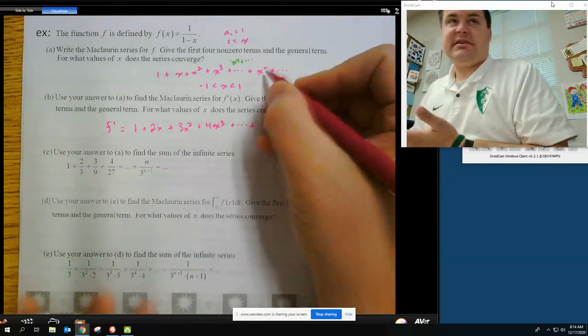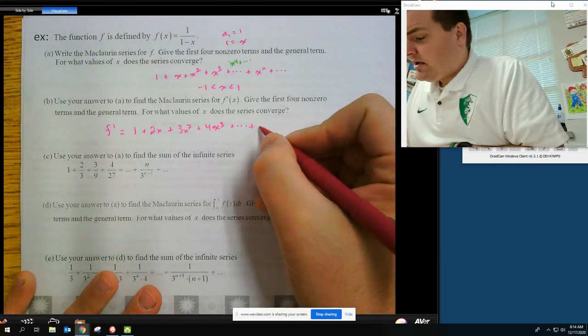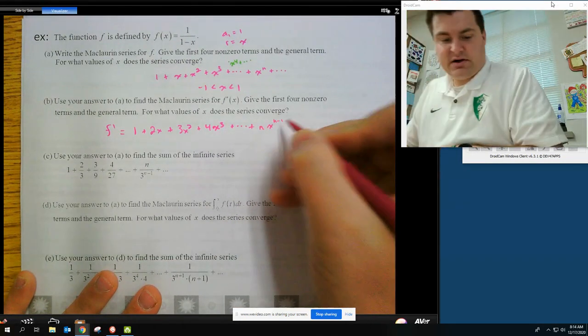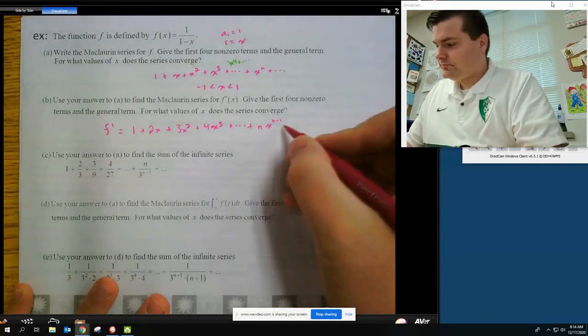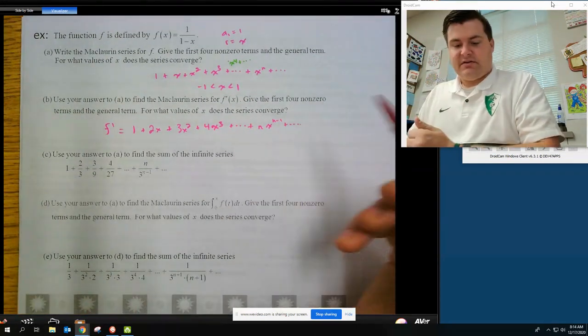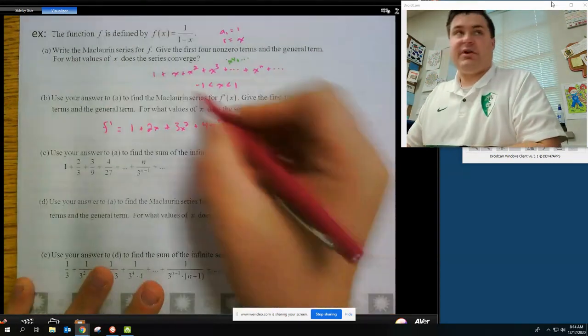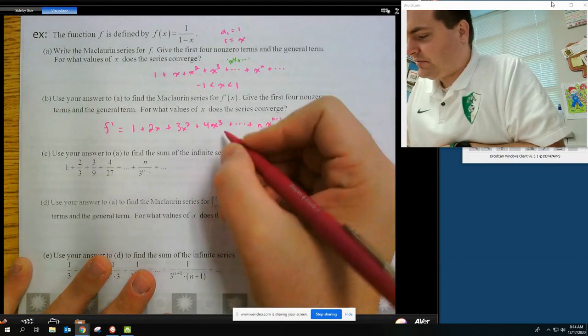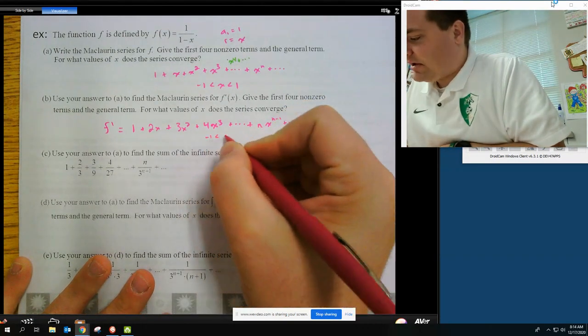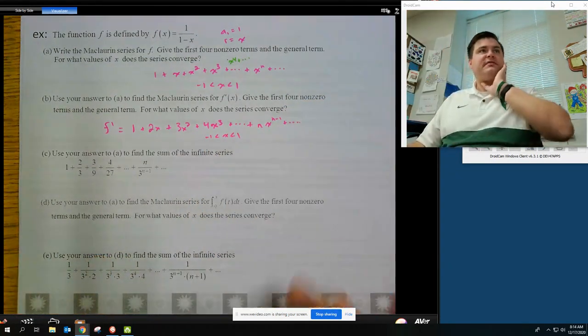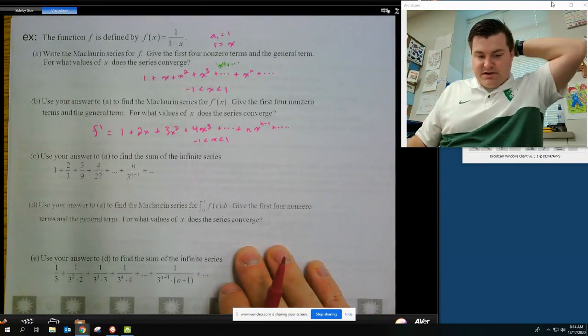Plus, what's the derivative of x to the n? It's just going to be n x to the n minus 1. It's still going to converge, the same radius of convergence here. So it's going to converge from -1 to 1 for x. That's not going to change because it's a derivative for this example right here.